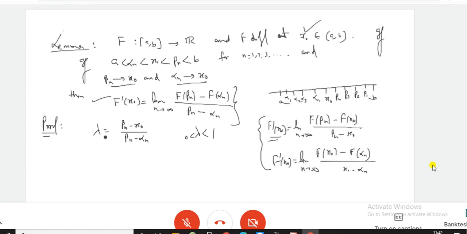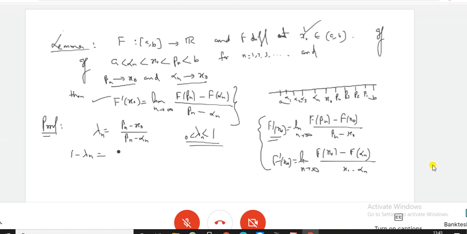In fact, you may call this lambda n. So clearly this lambda n always lies between 0 and 1. Now what is 1 minus lambda n?